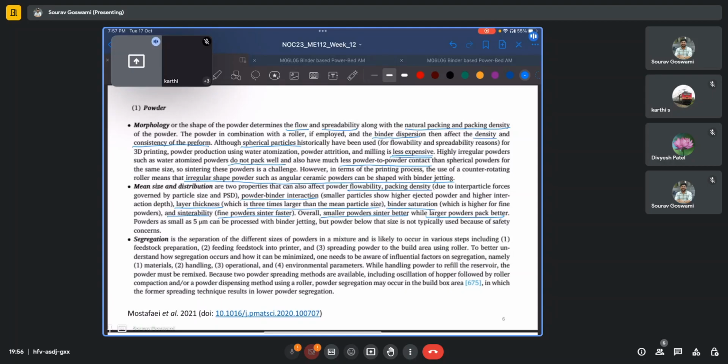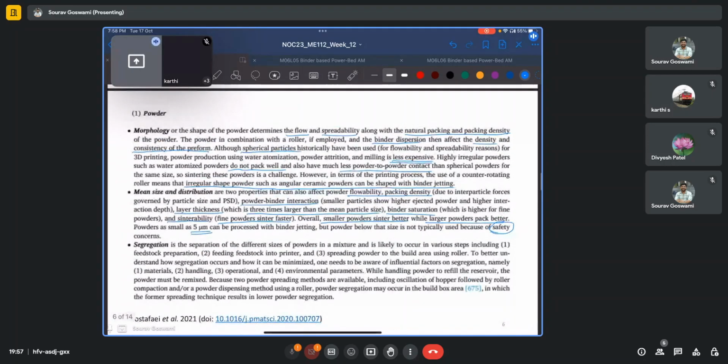The limiting size for powders which can be processed by binder jetting has been stated to be 5 microns, and powders of sizes below this are typically not used because of safety reasons. What these safety reasons are, we'll also look at in one of the upcoming slides.